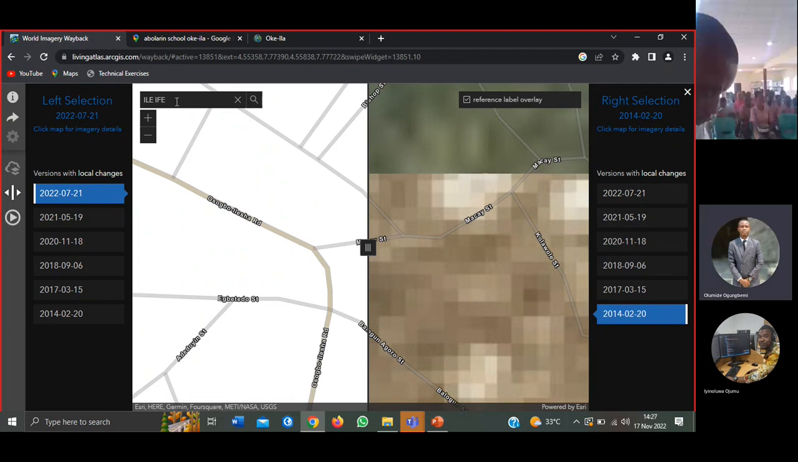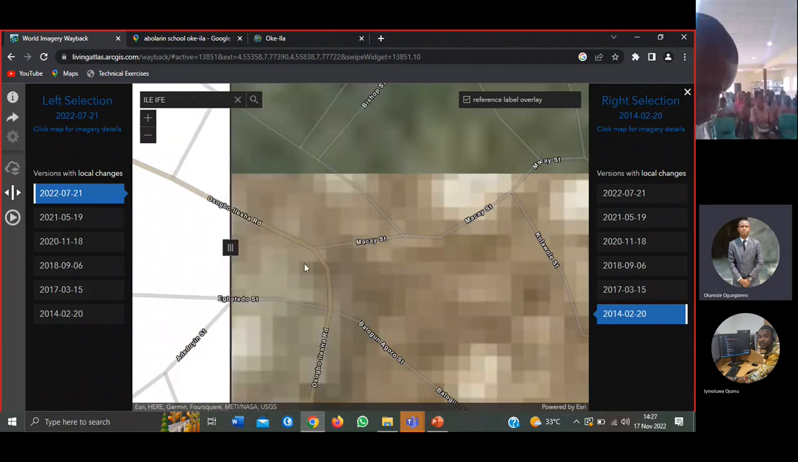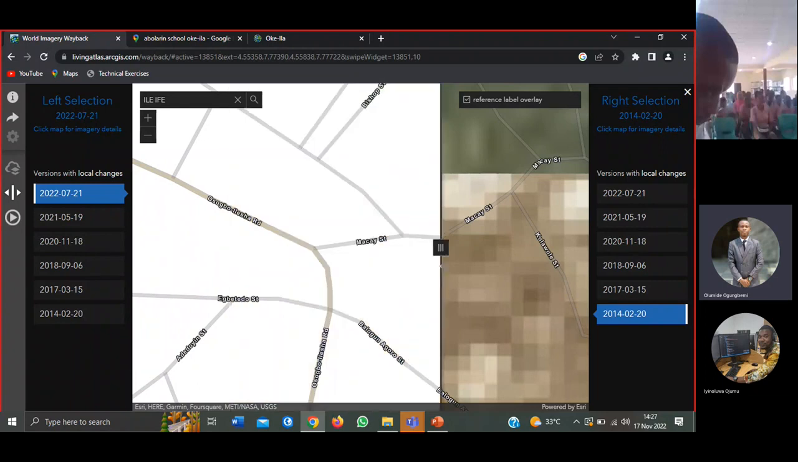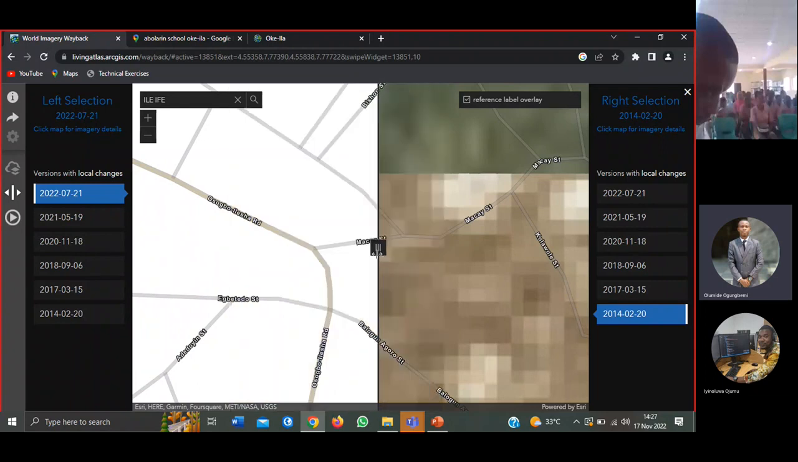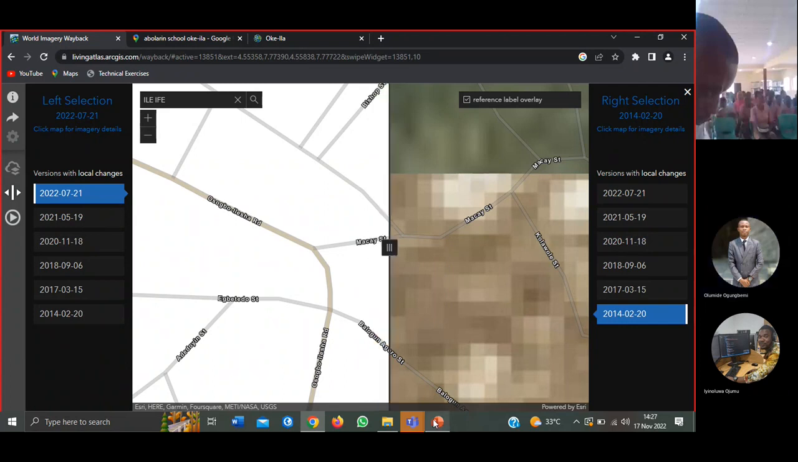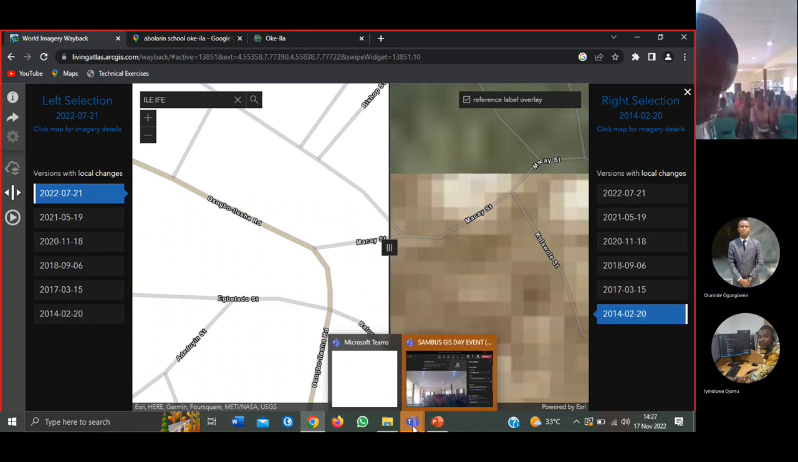So let me hand over to the next person. Basically, it's just to compare. You can see 2022, and you can see 2014, February 20. It's just to compare the different years. I could slide this: to the right is 2014, to the left is 2022. So that's the explanation I want to make. Okay. Thank you, guys.